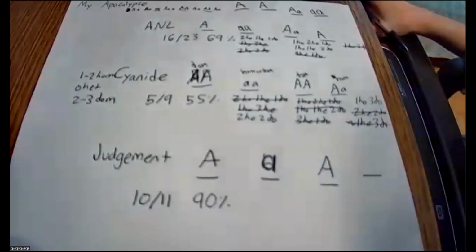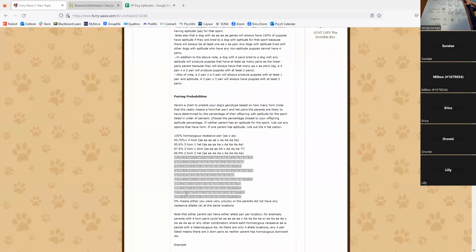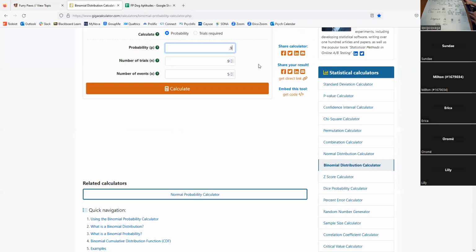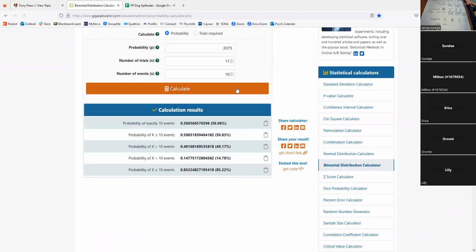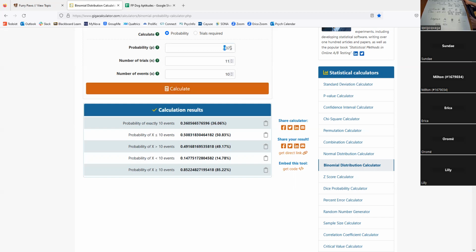So let's look up Judgment and see what the possibilities for 10 out of 11 are. I'm going to start high here. So they could even be 4 Hom pairs. That's not actually possible, but they could be, just by probability. I'm going to try 50%. I don't know if we have to go all the way down, but we'll find out.